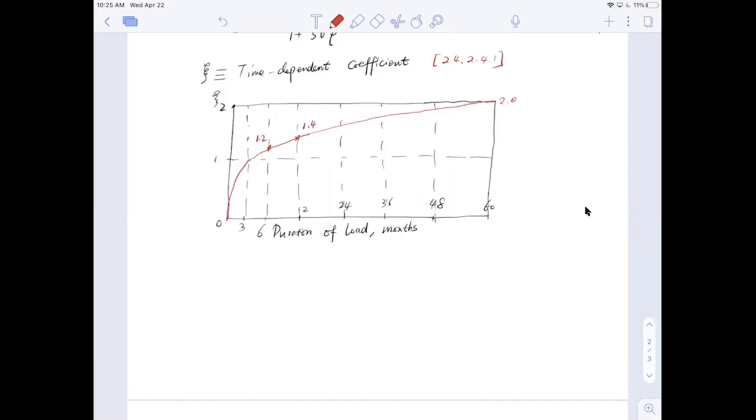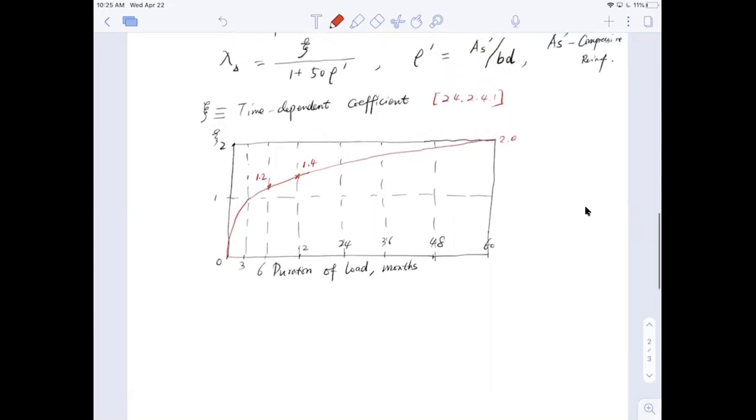So this table is provided, okay? In an exam, we will provide you the table so you can read what this number is here. Once you read this number from the duration of the load, you can immediately apply it to this equation right here to calculate your lambda and find out your long-term deflections.